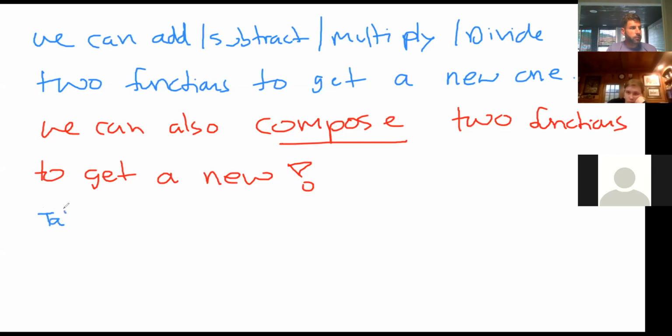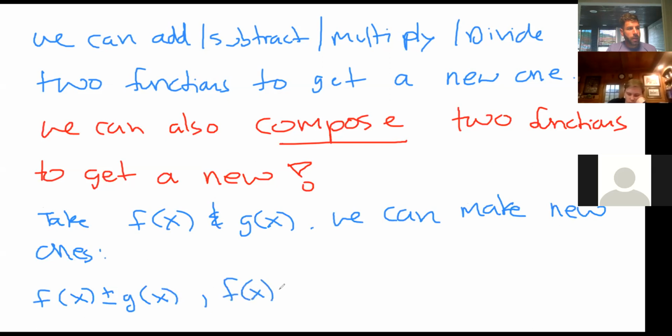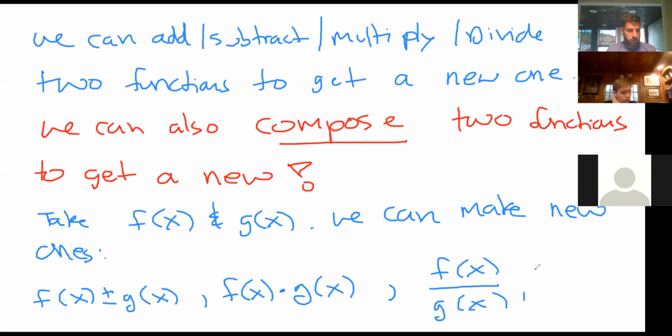Take two functions. Let's call one f of x, and let's call the other g of x. So we can make new ones. What do I mean by that? Well, we could add or subtract them together to get a new one. We can multiply them together to get a new one. Or we could take one and divide it by the other one to get a new one. And then the very last one is this composition, and that is where you don't multiply them per se, but you plug one into the other. So we're gonna dig into this in a second.